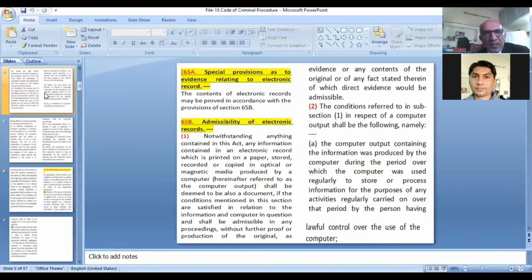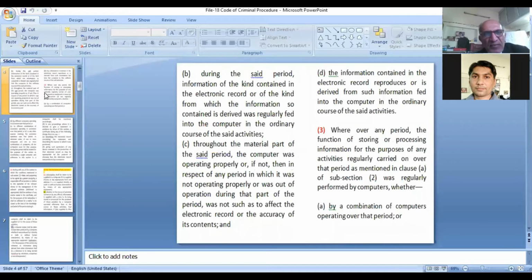Further, as section 65(2)(b), during the said record, the information of the kind contained in an electronic record or the kind from which the information so contained is derived was regularly fed into the computer in the ordinary course of said activities.